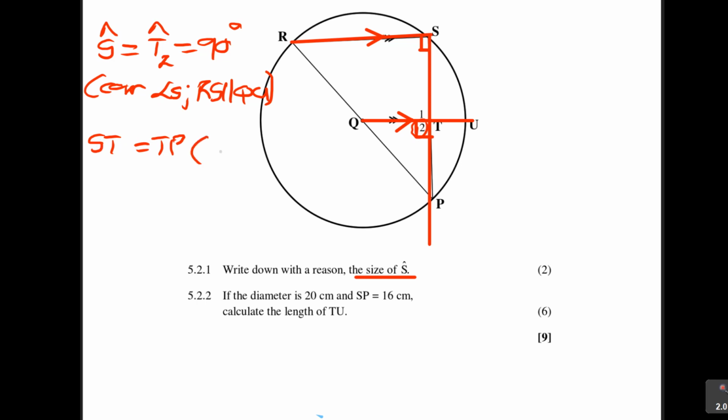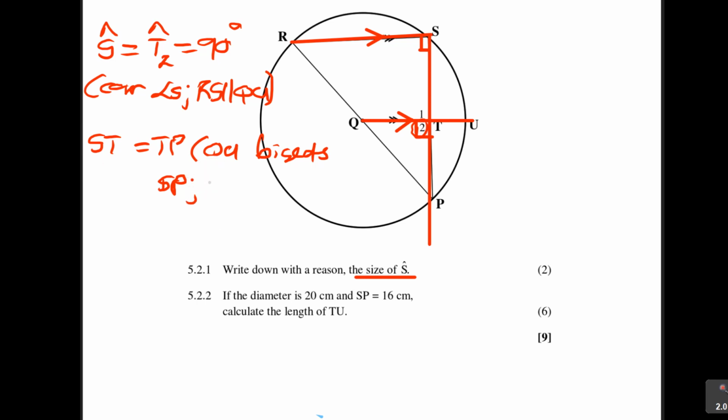And then what is the reason? You're going to say QU bisects SP. Right. So that is that. That is the part to say here, QU bisects SP.